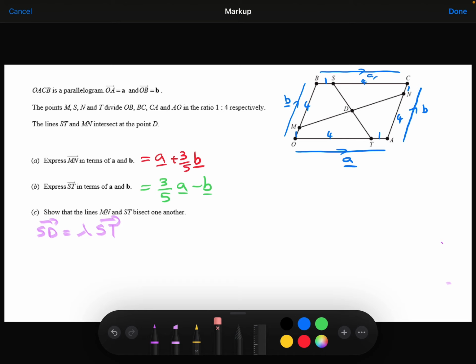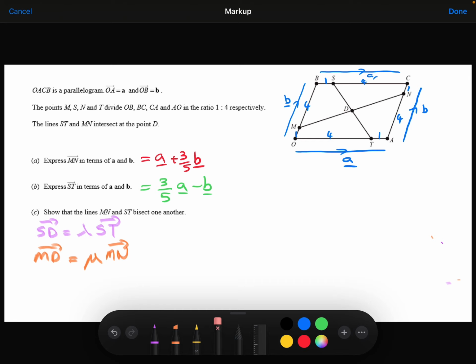Similarly, if SD bisects MN, then M to D is going to be equal to half of MN, of the whole thing. So again, I want to hopefully show that MD is equal to half of MN. So I'm going to say it's mu MN for now. And then again, I will hopefully show in a minute that mu is a half.